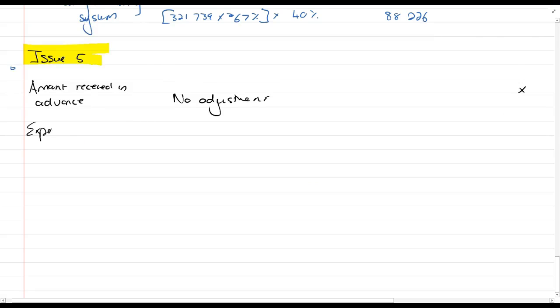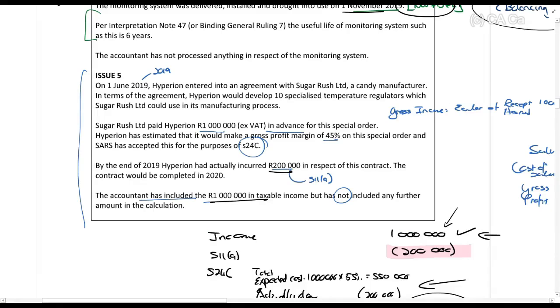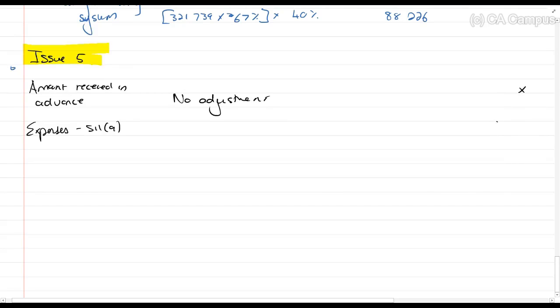Then we incurred expenses under section 11A. The expenses were 200,000 rands. Then remember now, what are we going to do for section 24C? You say expected expenses. Now, we received R1,000,000. So whatever the amount is that you've included in your calculation for that year, R1,000,000.